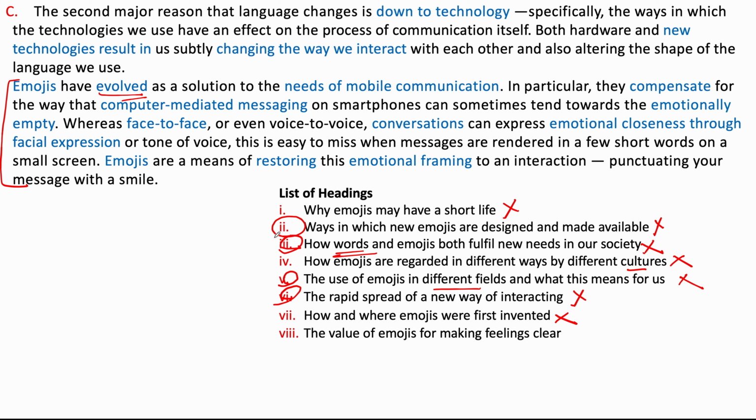Third might seem like a probable heading because the section talks about how emojis address the lack of emotions in text communication, which is a new need created by technology. So, the mention of fulfilling emotional gaps might make you think this aligns with societal needs. However, there is no mention of words in this section.